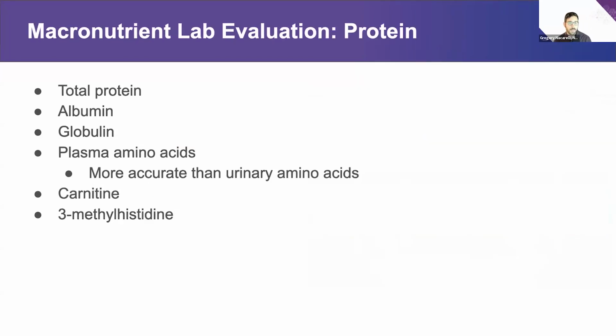So if we are looking at macronutrients for protein status, things to look out for: total protein, albumin, globulin. You can look at the ratio of these, especially when we're trying to infer immune status. Plasma amino acids, which is generally considered more accurate than urinary amino acids. Carnitine and 3-methylhistidine, which is another marker of protein status.